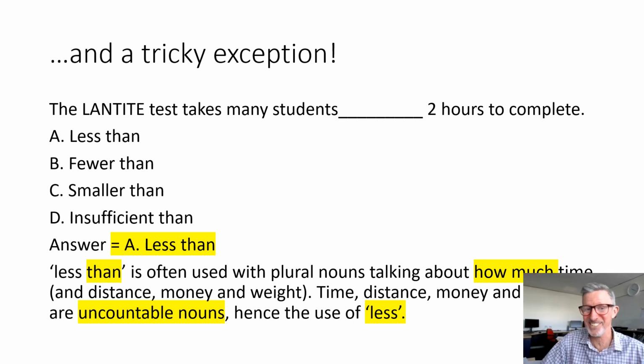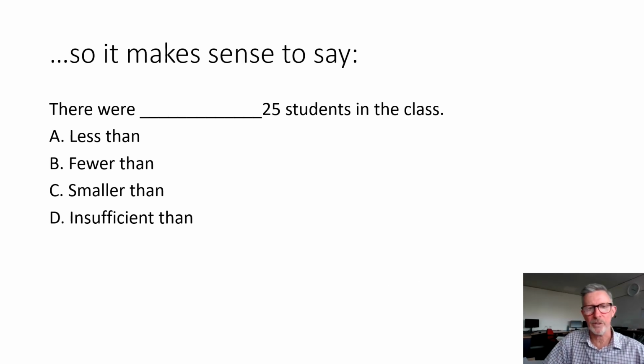I don't know if you're still interested, video 6. So less than is used with plural nouns, but they're talking about how much time or distance or money, for example. So less than $5 and weight. So time, distance, money, and weight are uncountable concepts, and that's why we have this strange exception. But for everything else, we go back to the normal routine.